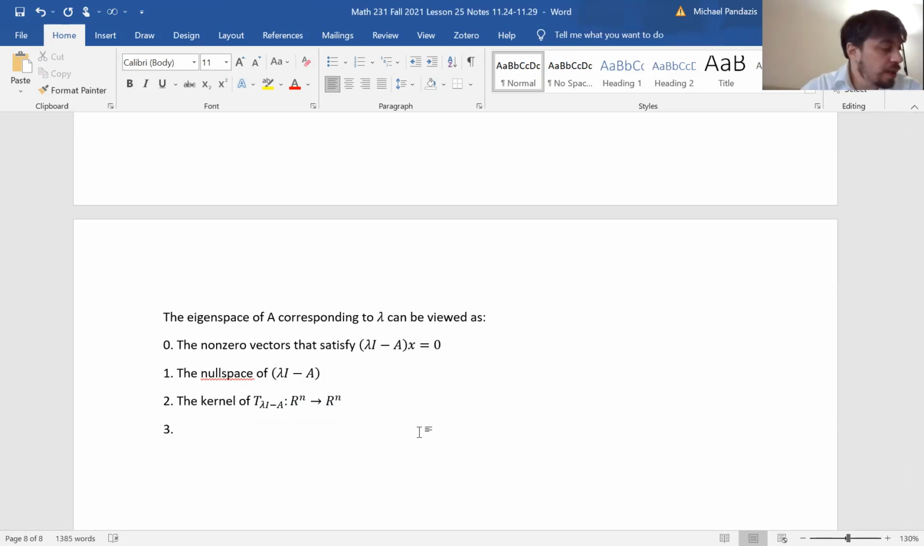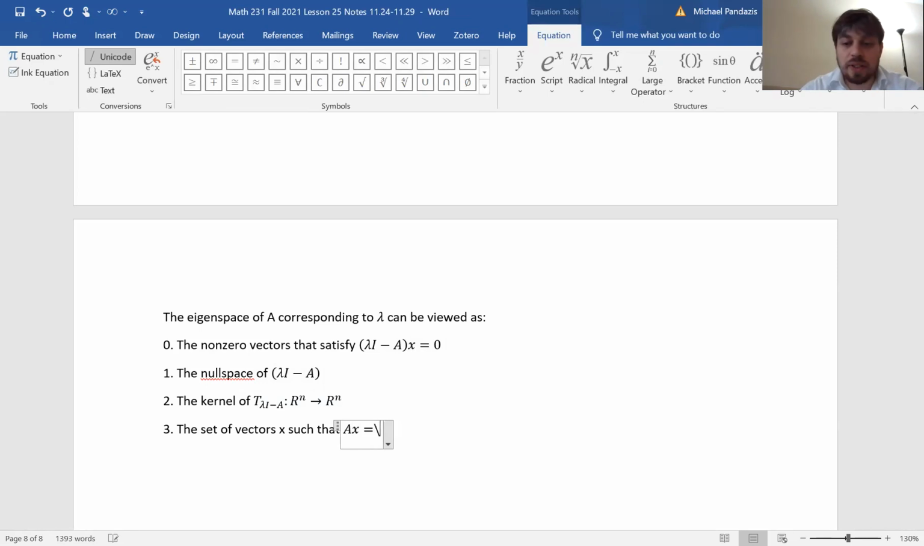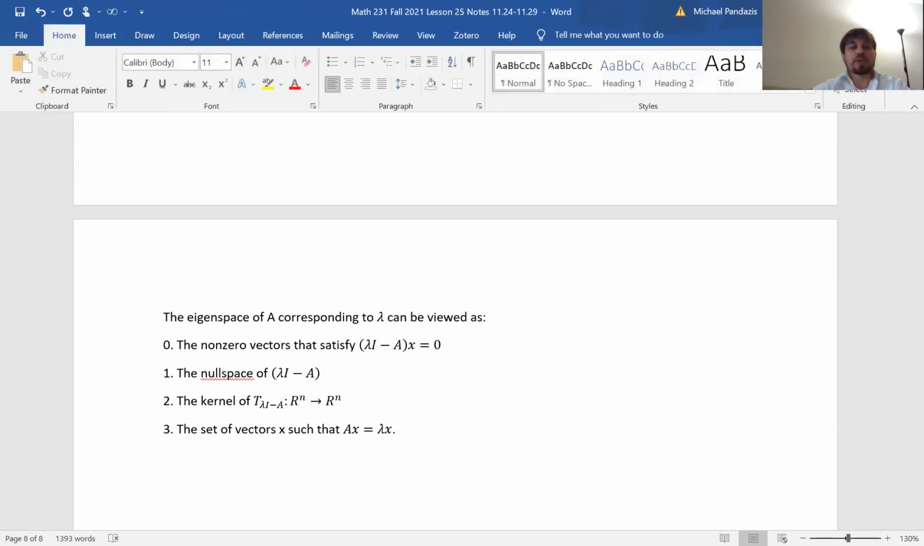And then way 3, the set of vectors little x such that Ax equals lambda x. And that's the original meaning of an eigenvalue and eigenvectors. The eigenspace of A corresponding to lambda is the space of all vectors that are eigenvectors corresponding to lambda. It is the set of all vectors x such that Ax equals lambda x for a fixed value lambda. Okay, so each lambda has its own eigenspace. Each lambda has its own set of vectors such that Ax equals lambda x.